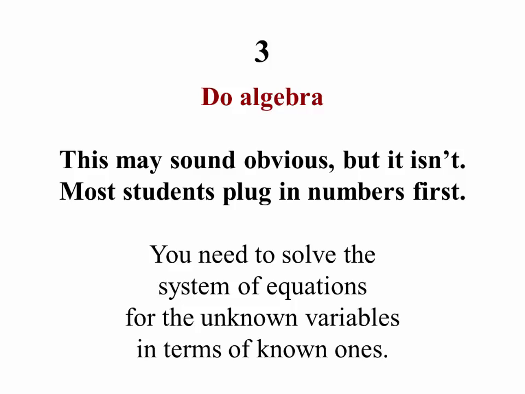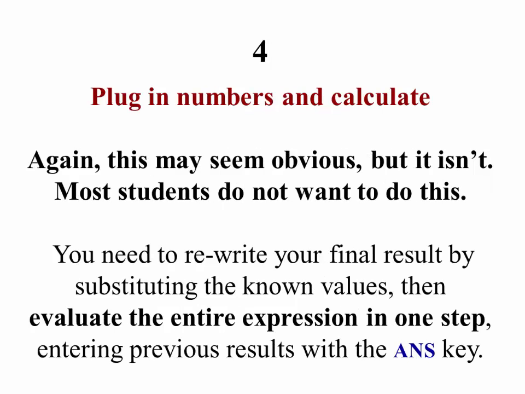If it's Vx naught, call it Vx naught, and only at the very end do you plug in the numbers for that symbol. Then you use algebra to solve the system of equations for the unknown that you want in terms of the knowns that you have. Do algebra, then plug in your numbers and calculate.